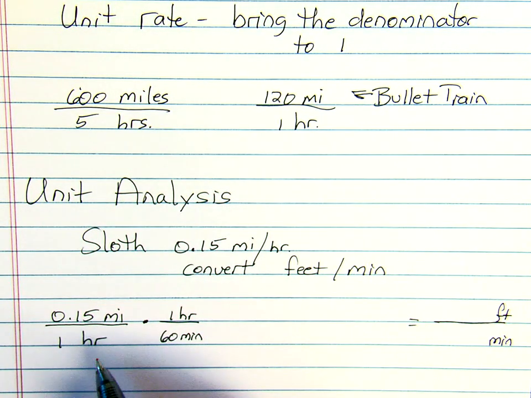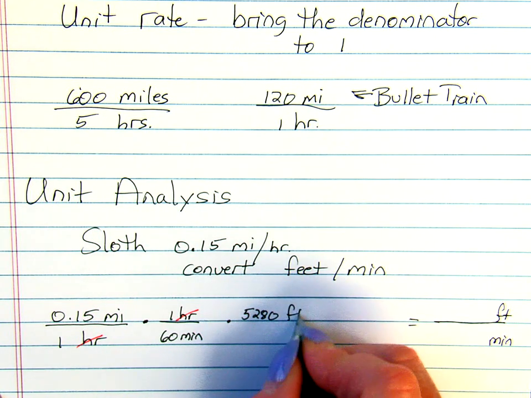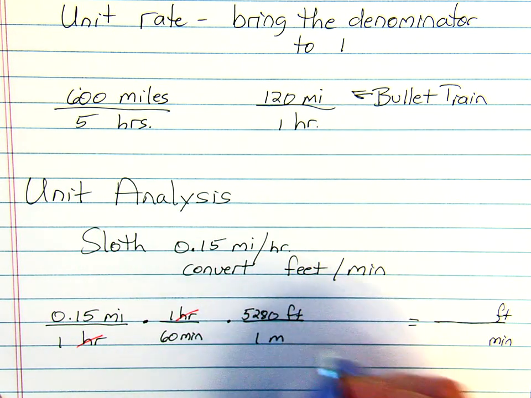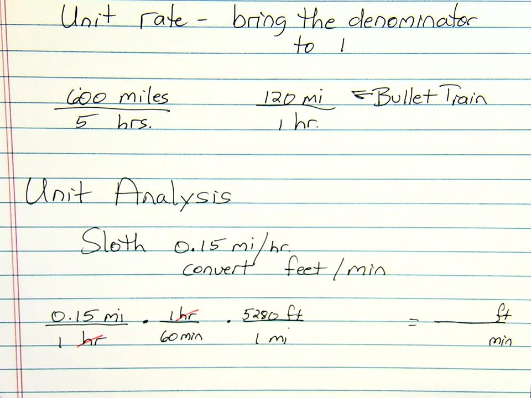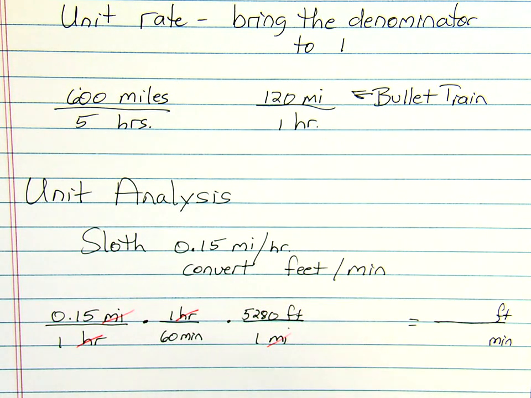Okay, so anyway, this takes care of our hours. And now what we're left with is minutes down here at the bottom. Does everybody see that? Yes, I'm sure you do. Okay, now let's take care of our miles. We're trying to get to feet. Well, I happen to know that there's 5,280 feet in 1 mile. Okay, so now look at what I've done. I've made sure that my miles are numerator and denominator, so they will cross off.